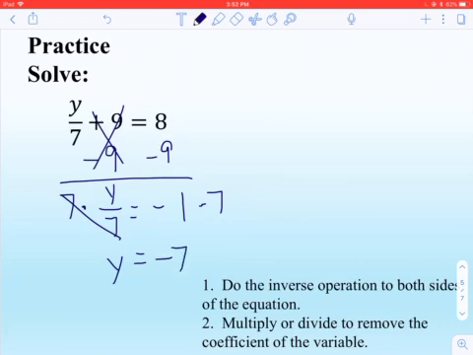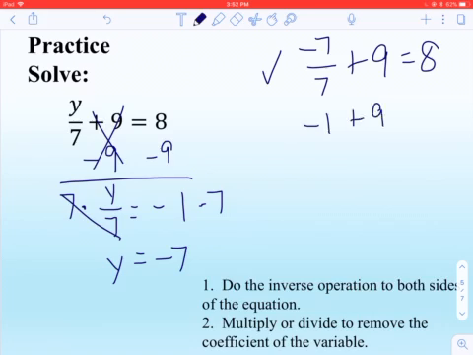So then you do your check. For my check, I have negative 7 divided by positive 7 plus 9, and I want to know, does that equal 8? Negative 7 divided by positive 7 is negative 1 plus 9 and I'm still checking if that equals 8. Negative 1 plus 9 equals 8, so 8 equals 8.